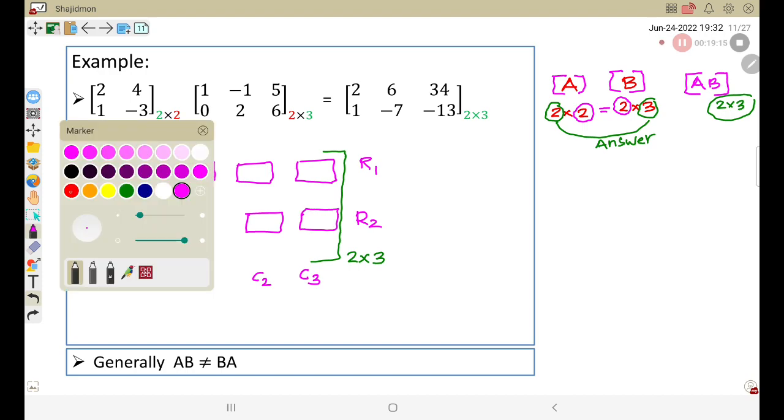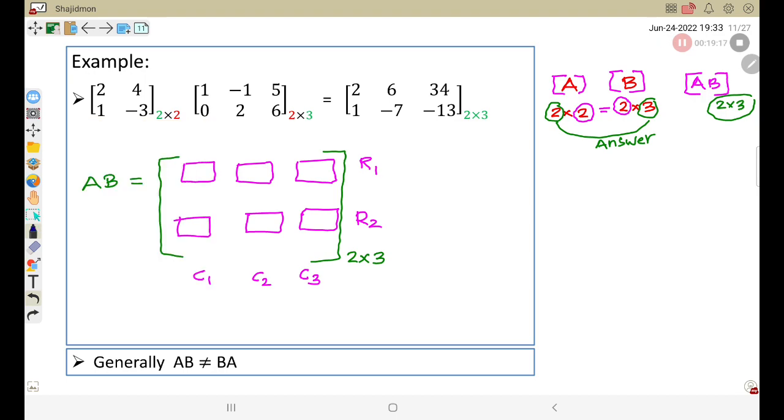Now, for an easier way, just to represent it like this, okay? That means the first number we call A11, second number A12, third number A13, fourth number A21, A22 and A23, correct?